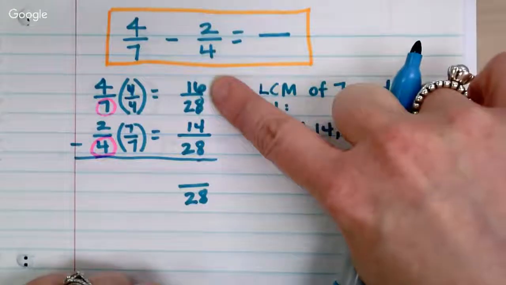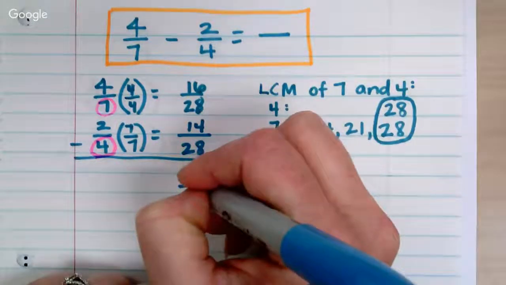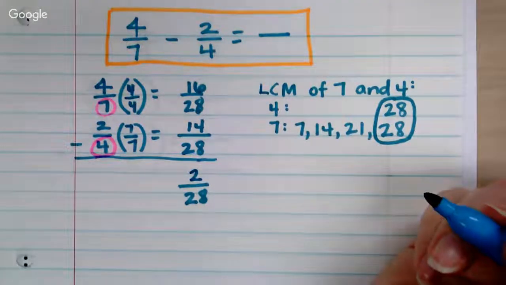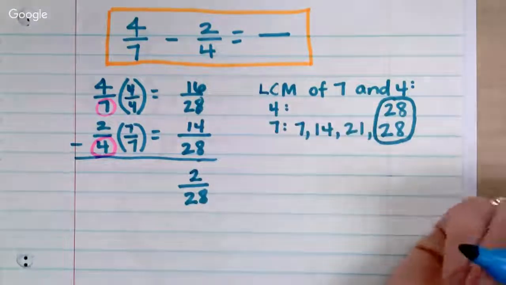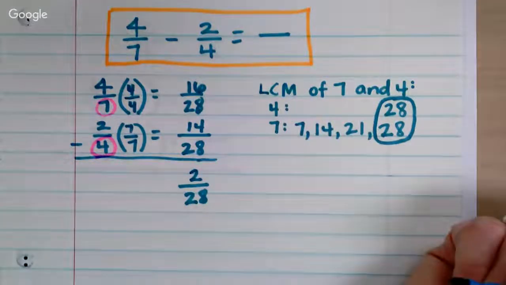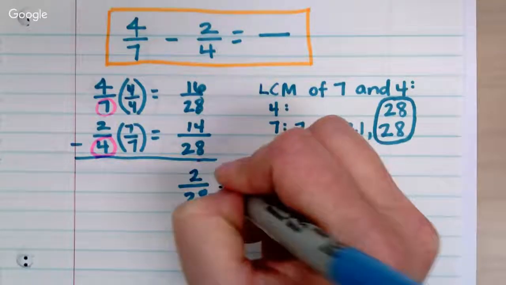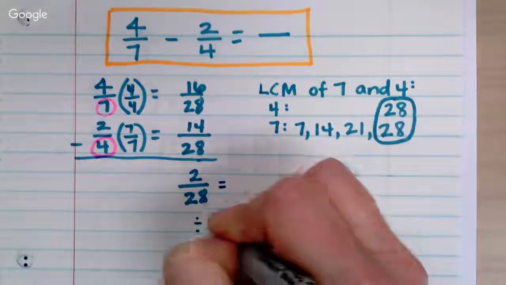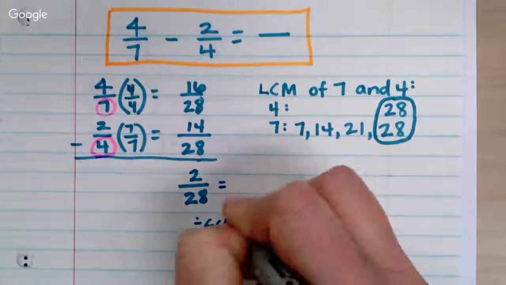Now I just take 16 and I subtract 14 from it. When I do that, I get an answer of 2/28. Now that answer is correct, but it can be simplified. 2 and 28 have shared factors. If I come to the side and I list those factors, I'll find that the greatest factor that they share is 2. Therefore, I divide out the GCF of 2.